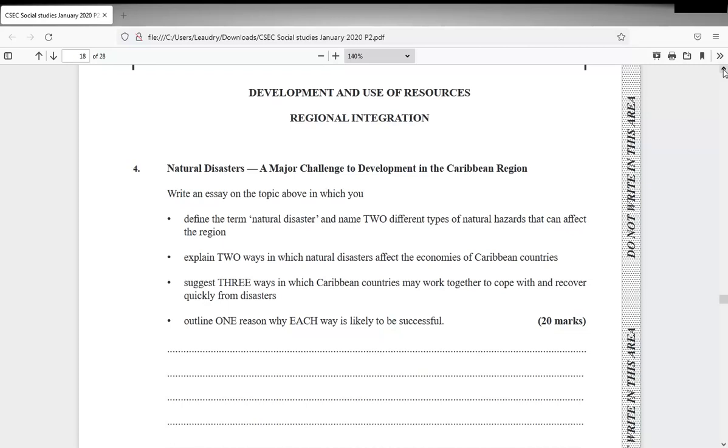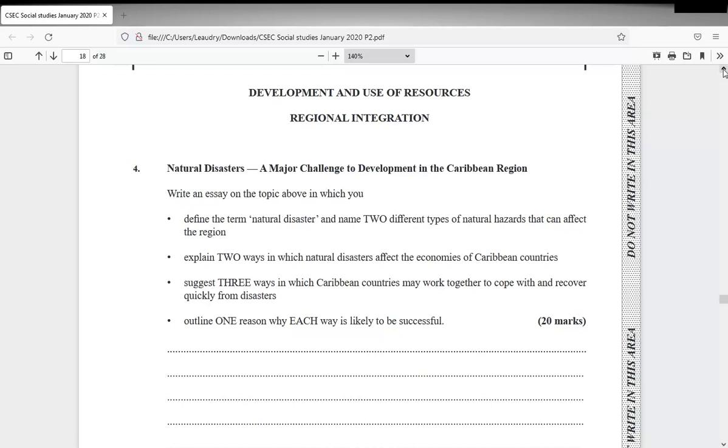Now, when we think of the term natural disaster, we know natural disaster really is a sudden and terrible event. It's unexpected. And oftentimes when we talk about natural disasters, we're referring to hurricanes, tornadoes, volcanoes that result in serious damages and loss of life. So that's what natural disaster is.